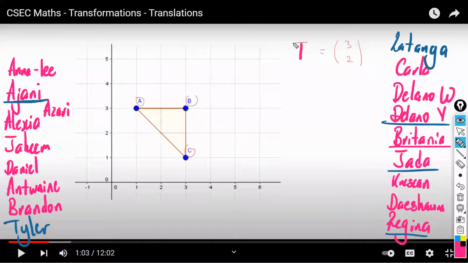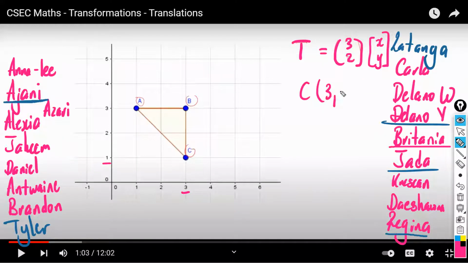Suppose the transformation is equal to 3 and 2, right? And remember, guys, the 3 up top is for the X and the 2 is for the Y, right? And if they do the same thing, move this triangle shown on the screen. C is 3, 1. 3 for the X-axis, 1 for the Y-axis. B is 3, 3. And A is 1, 3, right? 1 for the X-axis, 3 for the Y-axis.